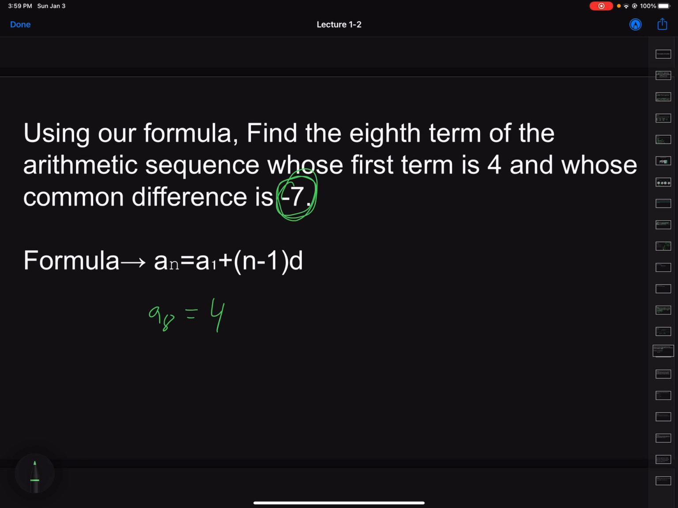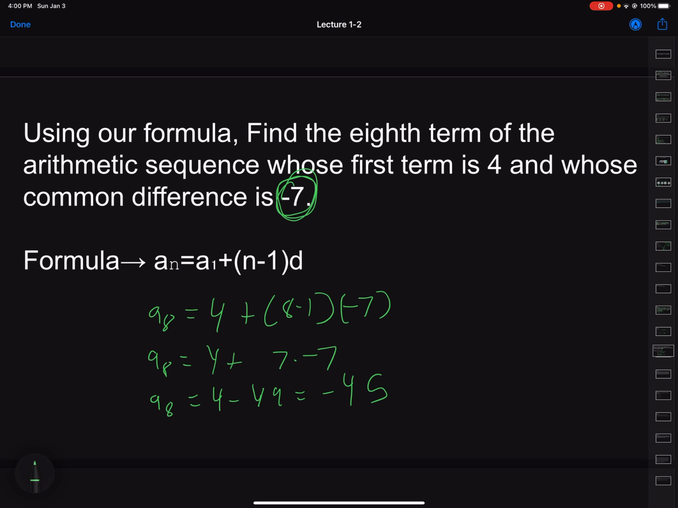So how many 7s are we going to be subtracting by the time we get up to a sub 8? Well, a sub 1 is already 4, so we're going to be subtracting 7 negative 7s. So n minus 1, or 8 minus 1, in fact, I'll write it out, 8 minus 1 times d, which is negative 7. So a sub 8 is equal to 4 plus 7 times negative 7, or a sub 8 is equal to 4 plus negative 49, or 4 minus 49, which is equal to negative 45. And that's the 8th term in that sequence.